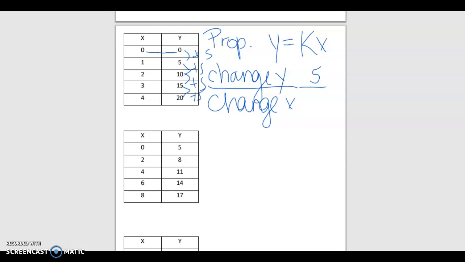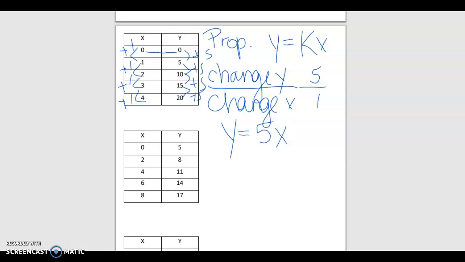Now I'm going to look at my changes in x's. 0 to 1 is plus 1. 1 to 2 is plus 1. 2 to 3 is plus 1. 3 to 4 is plus 1. So my change in x is 1. If I simplify that, it is just 5. So my slope here is 5. I'm going to plug that into my k spot. My equation is y equals 5x.